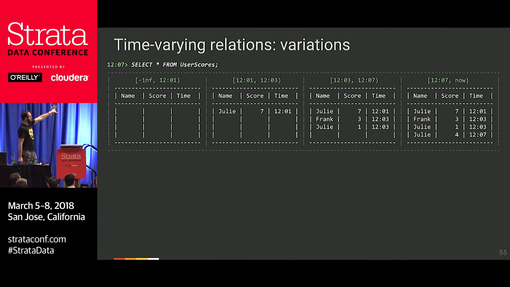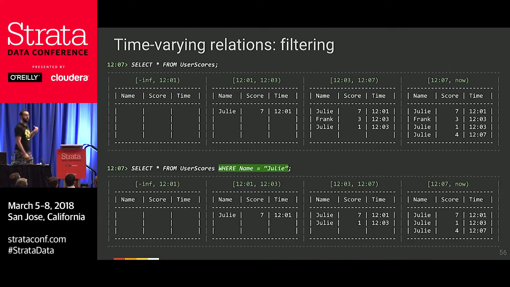So this is our standard input set. What if we filter it? What if we add a where clause? Let's filter it down to just Julie's scores. Well, it looks exactly as you'd expect, right? Frank's scores drop out and everything else looks the same. That's fine. Filtering is something that folks do in streaming all the time.